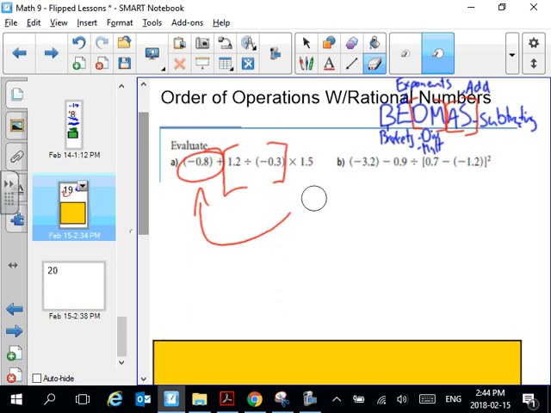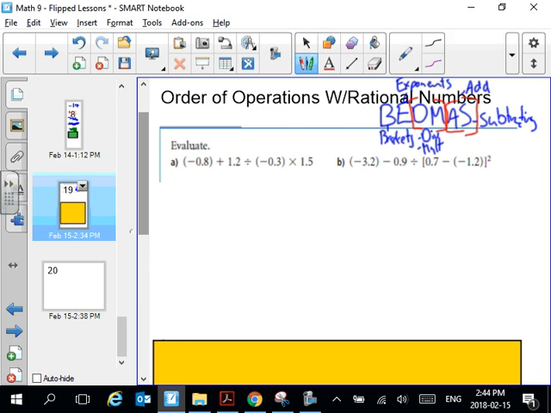So how do we write this in our notebooks? How should we show our work? It's pretty easy. I rewrite the whole question and just change the one step that I just did mathematically. Negative 0.8 plus, now 1.2 divided by negative 0.3 is going to give me negative 4, times 1.5. You can see now the two numbers involved in the division have been combined.